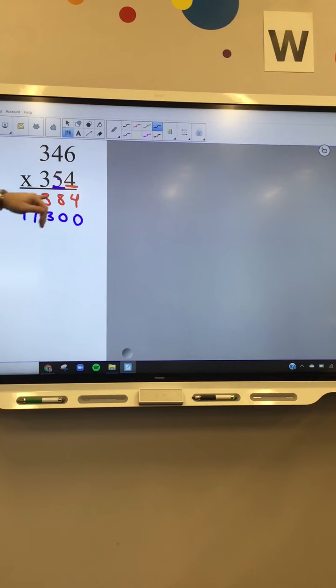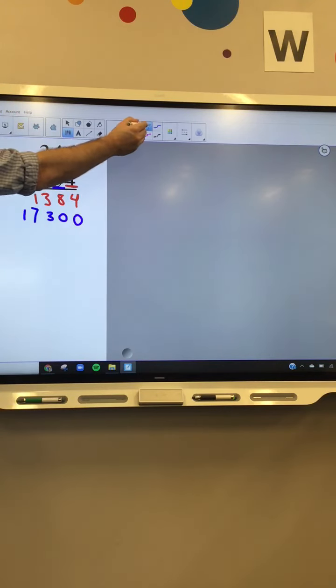This is 4 groups of 346. So if I took 346 plus 346 plus 346 plus 346, add them all up, I'd get 1,384. Oh. This 17,300 is 50 groups of 346. So 346 plus 346 plus 346 plus, this is 50 times, I get 17,300.